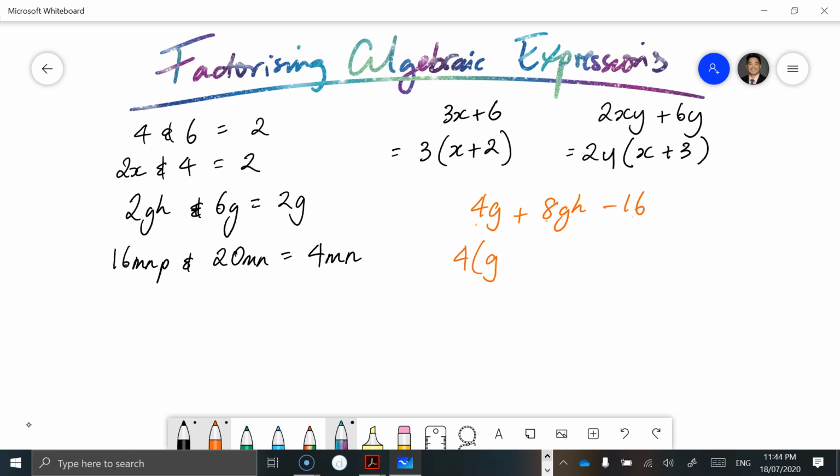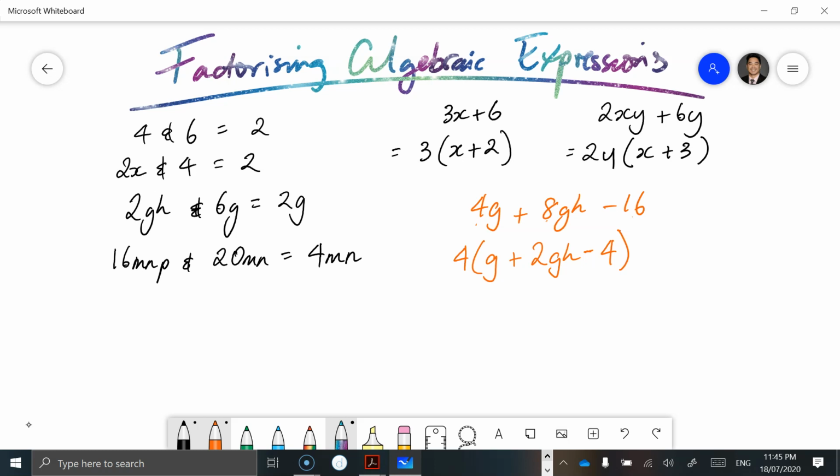8GH divided by 4 is 2GH. And then 16 divided by 4 is 4. And remember, we have a negative, so we're going to include the negative. So there's our factorized form, and hopefully that helps you guys.